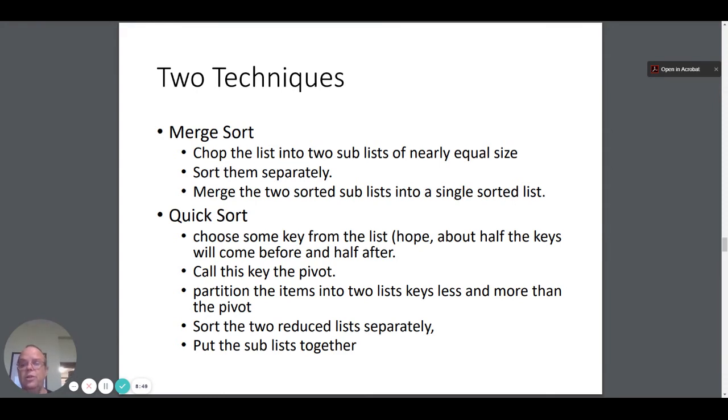Quick sort, basically here we choose a key from the list, and we hope that it's about at the midpoint, that half the keys will come before and half of them after. And we call this key the pivot. We partition the items into two lists, keys less than and more than the pivot, and then sort the two reduced lists separately and then merge them back up, put the two sublists together.